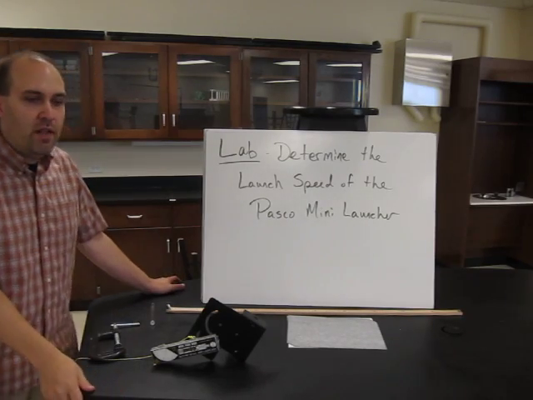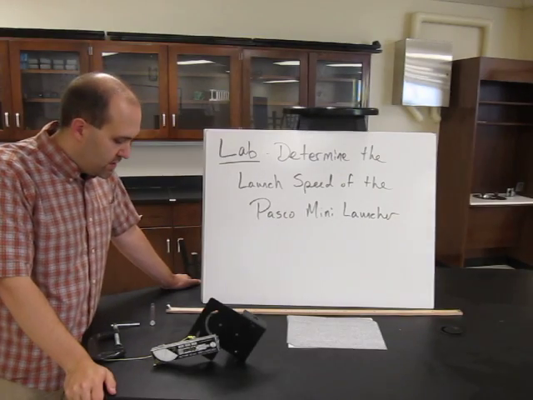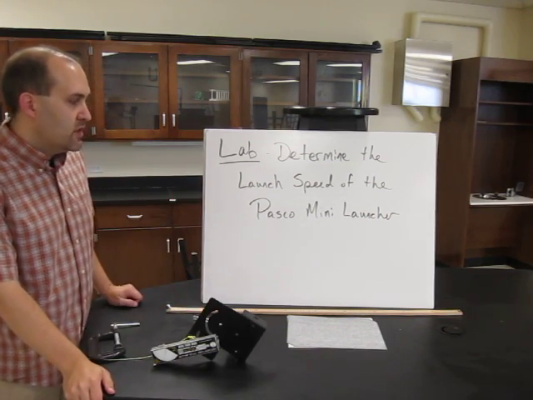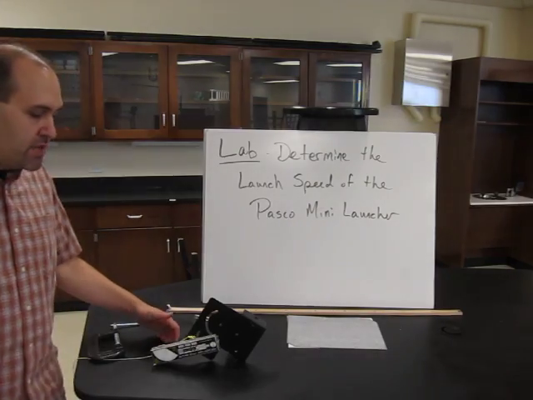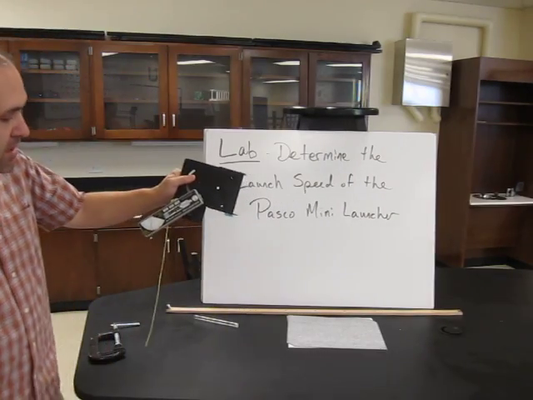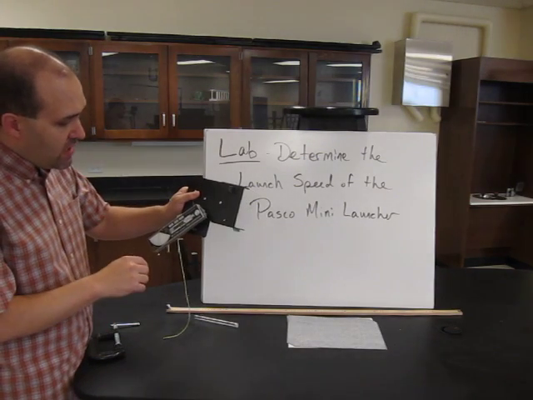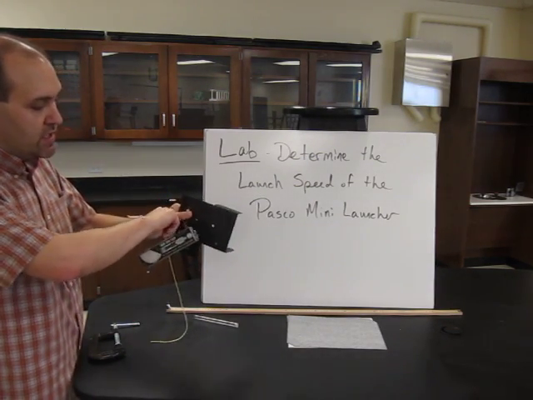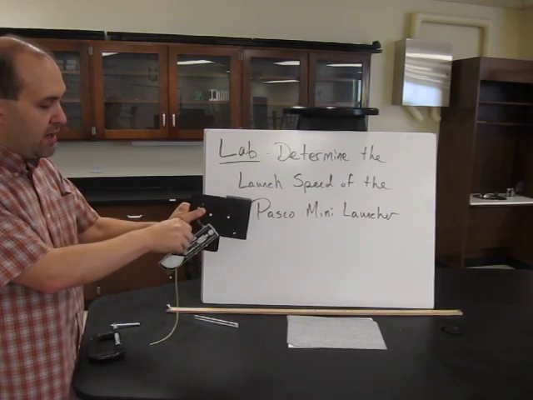Hi, this video is about a lab that we're going to be spending the next few days on, at least interpreting the data. We're going to determine the launch speed of a Pasco mini launcher. This is a miniature projectile launcher from the company called Pasco. It has a shaft you can depress and then a lever to release the projectile on the back cord.